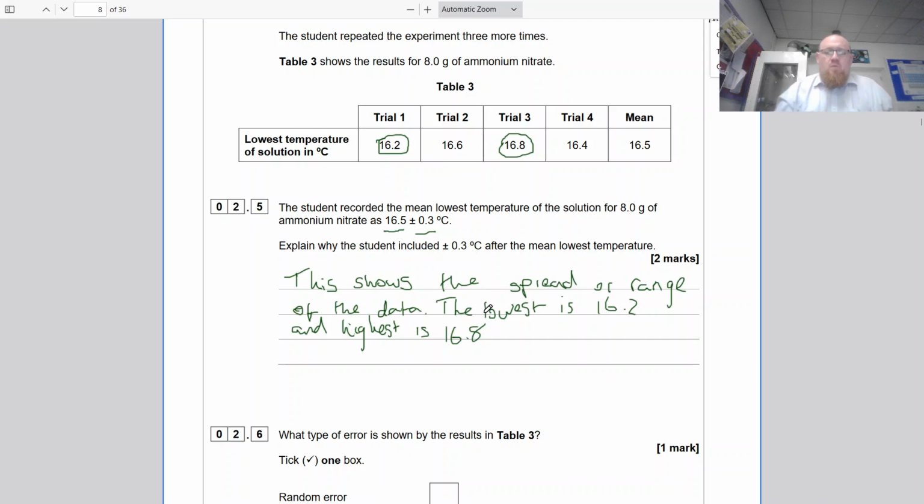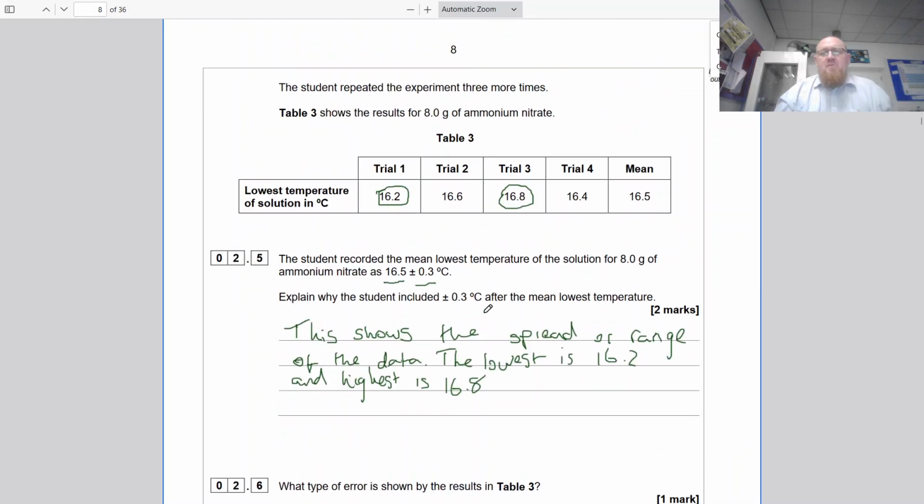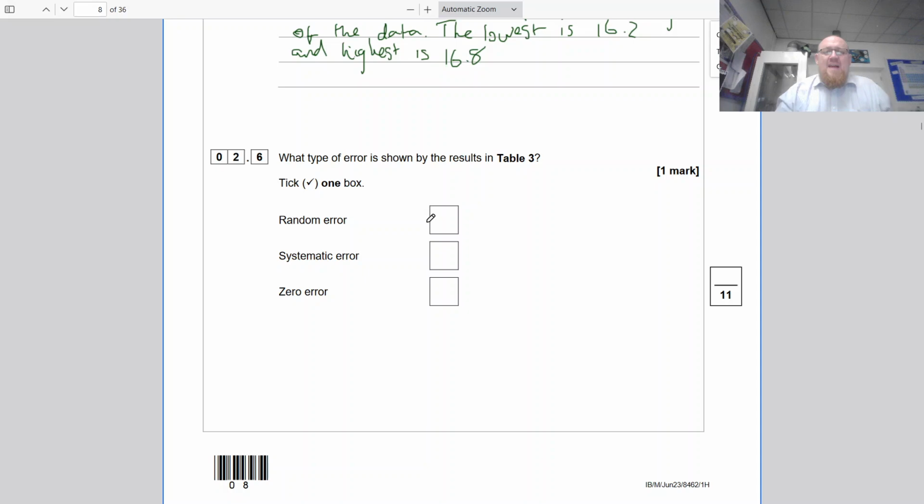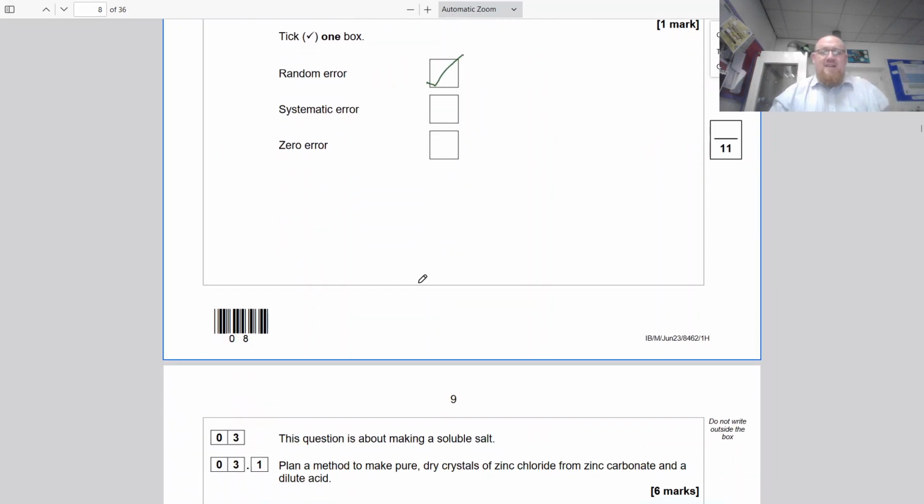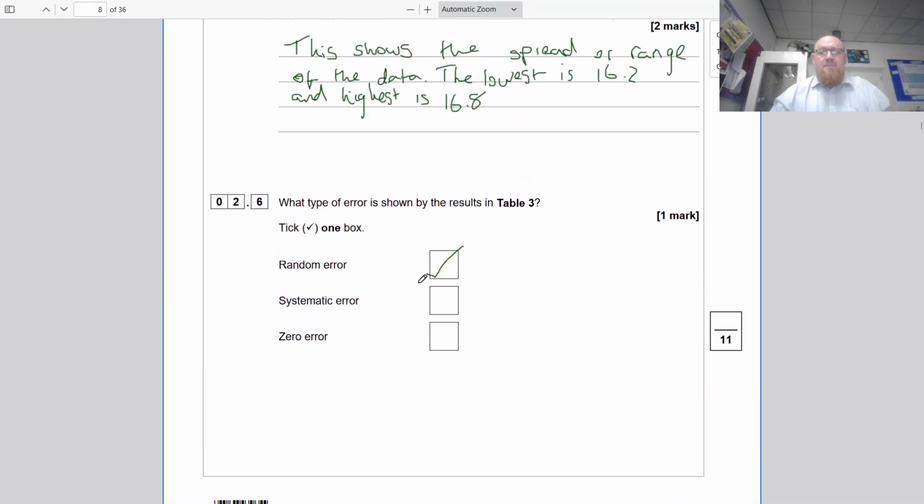Okay, now what is the type of error shown in table 3? Table 3 is this one here, and we can see that it's just varying slightly. So this would be a random error, just something that happens. The way we can reduce the random error is to do it more and more times. It's not a systematic error, because if it were a systematic error, that error would be constant, as well as if it were a zero error. A zero error is where you have an instrument that you don't zero properly and it's slightly off, and it will always add that zero error or take away that zero error from your answer. So that's question 2.